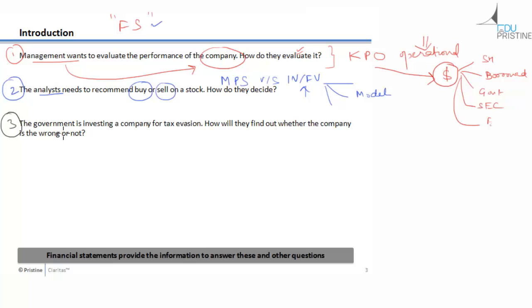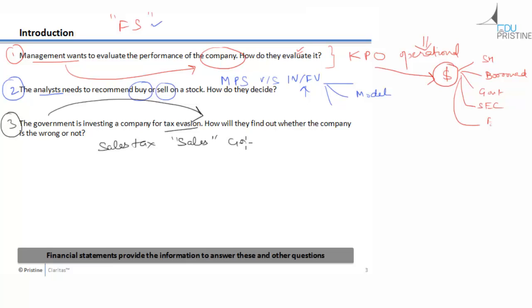The third such scenario is that the government is investigating a company for tax evasion. They are checking if there are some frauds or some tax evasions happening. How can they find out what is wrong and what is right? So, let's say a sales tax sort of thing, which is based on something known as sales.